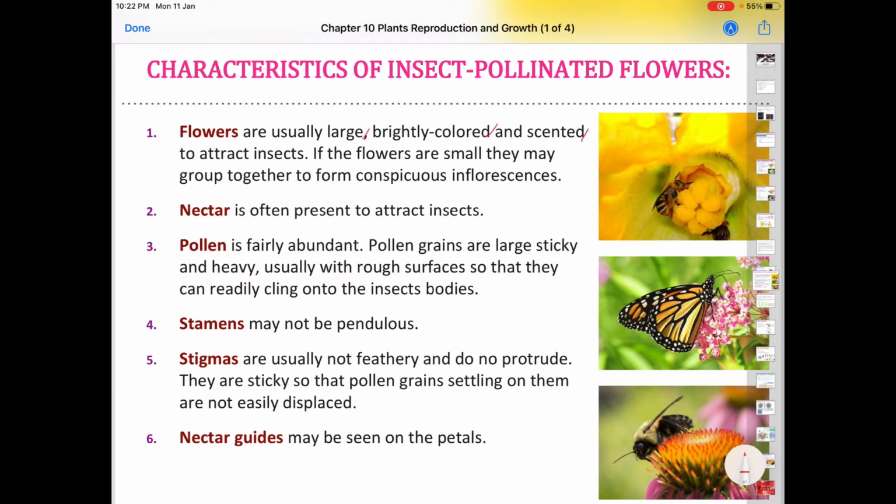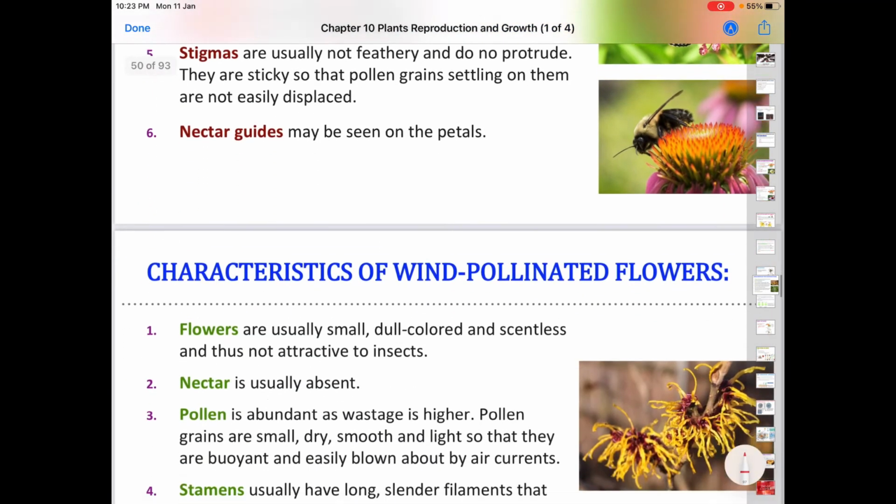And the stamen. What about the stamen? The stamen may not be pendulous. Look up what pendulous means. So that is the characteristic for the stamen. Now we go for the stigma. Stigmas are usually not feathery and do not protrude. They are sticky, so that the pollen grains settling on them are not easily displaced. Once the pollen is attached, it will remain in that place. And nectar guides may be seen on the petals. So these are some of the characteristics of plants which cause insects to be attracted to them.